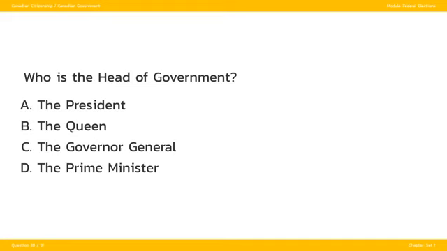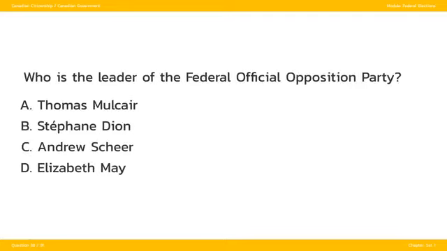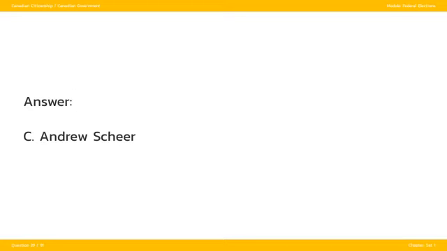Who is the head of government? A. The President. B. The Queen. C. The Governor-General. D. The Prime Minister. The answer is D. The Prime Minister. Who is the leader of the federal official opposition party? A. Thomas Mulcair. B. Stéphane Dion. C. Andrew Scheer. D. Elizabeth May. The answer is C. Andrew Scheer.